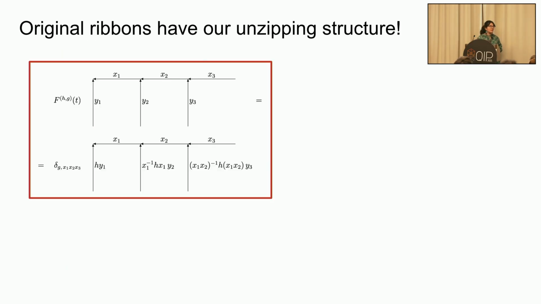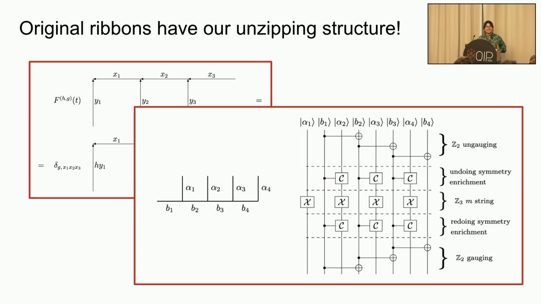And indeed, we can show that the original ribbons that Kitaev wrote down in his original paper, if you write them in a circuit form, you can do some rearranging and find that they exactly have this structure, where you first have to do some step, which looks like this unzipping, and then you do something finite depth based on the simpler phase that you've gone back to, and then you do some rezipping.